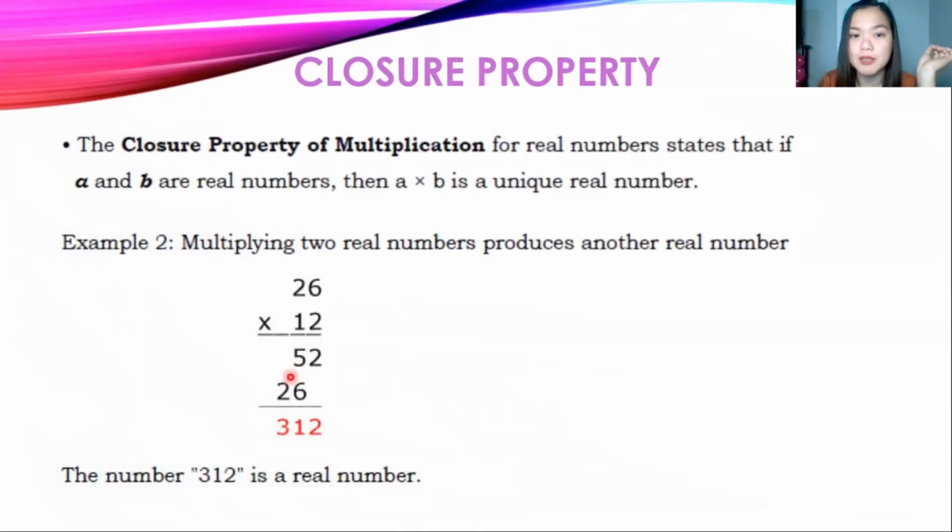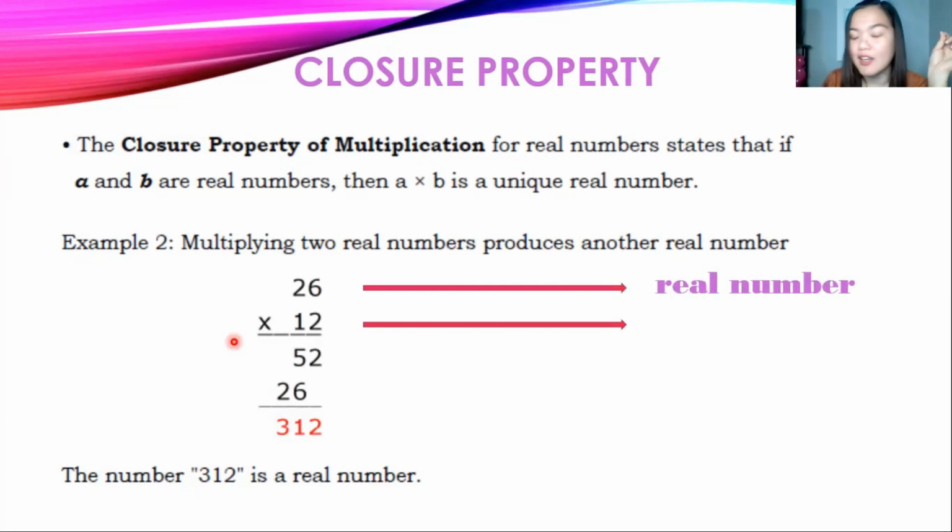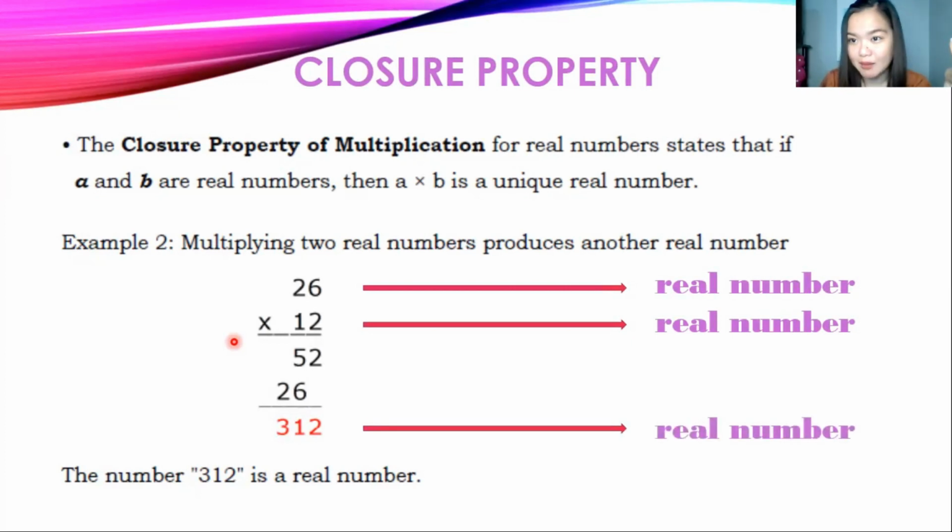How about if you have a multiplication? Closure property of multiplication for real numbers states that if A and B are real numbers, then A times B is a unique real number. So, for example, this one, 26 and 12. We know that 26 is a real number and 12 is a real number. Buti pa siya real. Yung friend mo hindi real. Char. Okay, so yung 26, it's a real number. And 12 is a real number. So expect that their product, 312, is a real number.